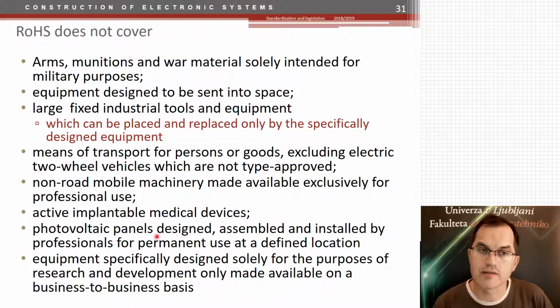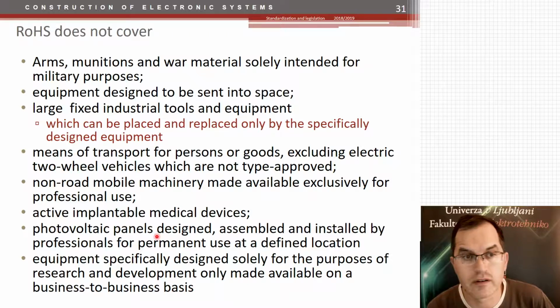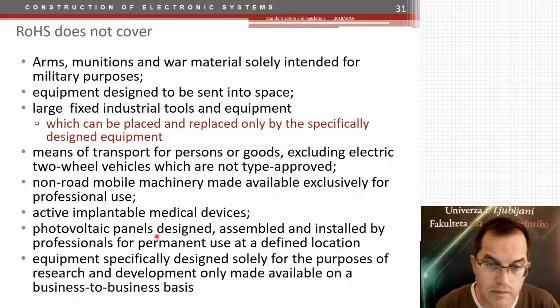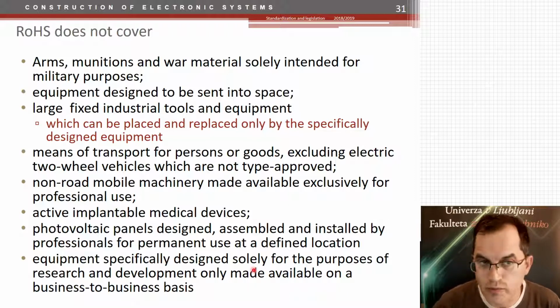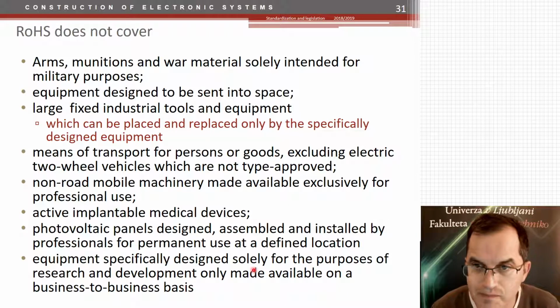Or batteries. Photovoltaic panels, they have to last for 50 years. They have a 30 year warranty. So lead is used for soldering, or even cadmium. And again, equipment for research and development to push the frontiers in science and technology.